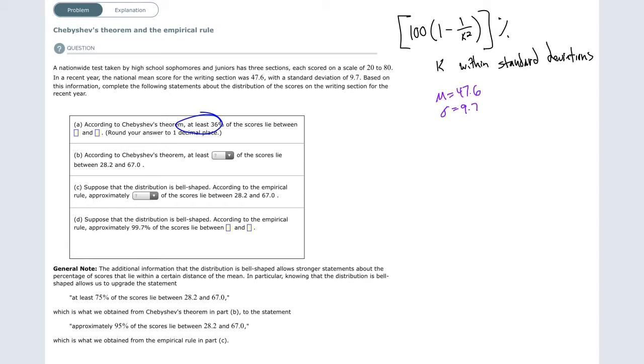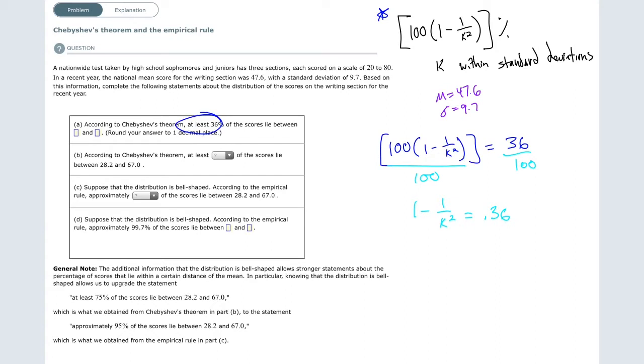So the formula that we have up here is actually telling us what percentage. So 1 minus 1 over K squared is going to be equal to the 36%. You actually have to solve for K to figure out how many standard deviations you are away from the mean. The first thing you would do is divide by 100, which all that does is go from a percent to a decimal.